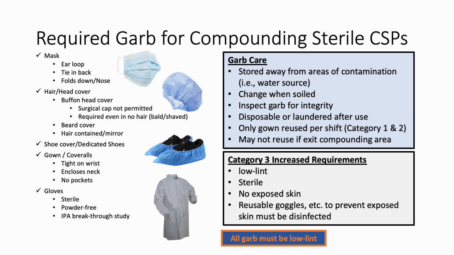Surgical masks are commonly used in sterile compounding. These come as an ear loop that holds them in place or they tie in the back, but it's important to understand that these masks need to be worn, folded, formed over the nose, and pulled down under the chin, and also the folds face down.